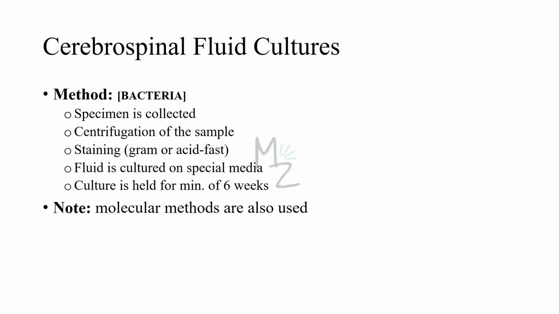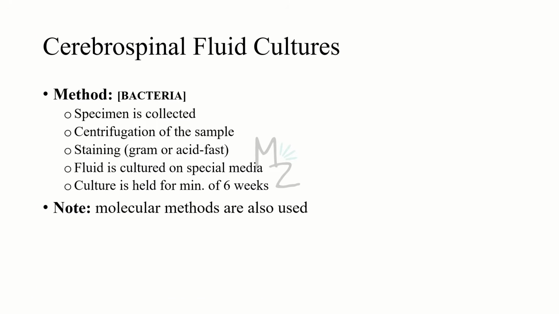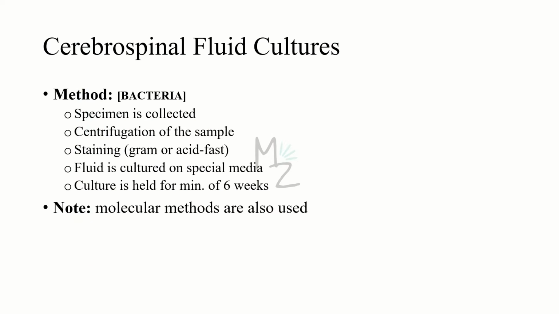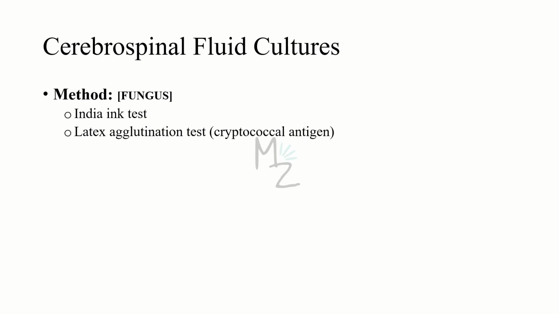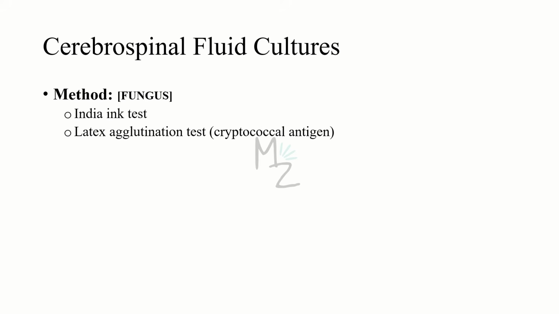Method. Prior to doing anything else, the sample is collected, then it is centrifuged, then it is taken through a staining procedure, either gram stain or acid-fast stain. Then the gram stain smear of the sediment of the centrifuged sample guides the immediate empirical therapy. The fluid should thus also be cultured on special media, and the culture is held for a minimum of 6 weeks. And molecular methods are also used to identify these organisms, and we are going to discuss what these methods are at the end of this video. And for the fungus Cryptococcus neoformans, it is a cause of meningitis, particularly in human immunodeficiency virus-infected patients. The India ink test was performed in the past, but at present, most labs use the latex agglutination test.